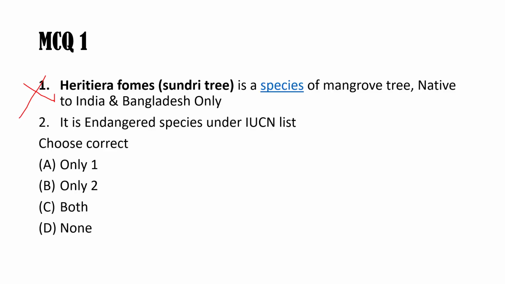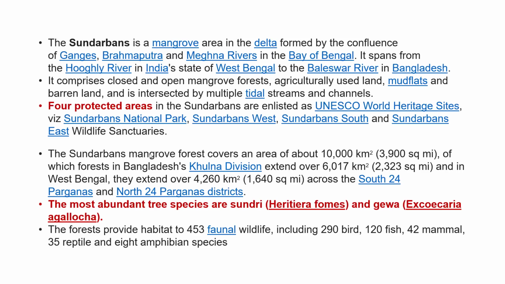Second, it is an endangered species under the IUCN list. We know it is found in abundance all along this deltaic coast, but on the IUCN list it is an endangered species. So the second statement is correct. Only 2 is the right answer here. You can see 4 protected areas are there in this delta region: Sundarban National Park, Sundarban West, Sundarban South, Sundarban East. These are wildlife sanctuaries, and this one is a national park. And multiple tidal streams and channels are there, and a network of distributaries, and this area is all spread across the Bengal region. And you know, before independence this was the whole of Bengal region, but now it is Bangladesh and West Bengal in India.